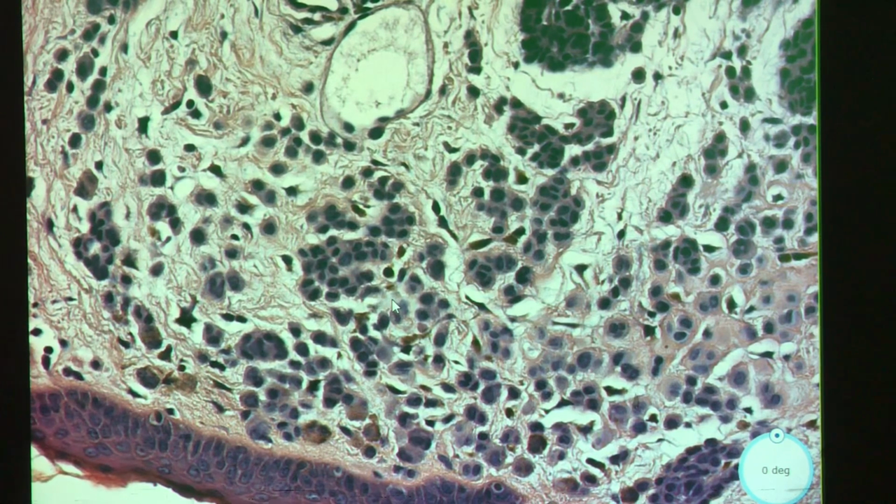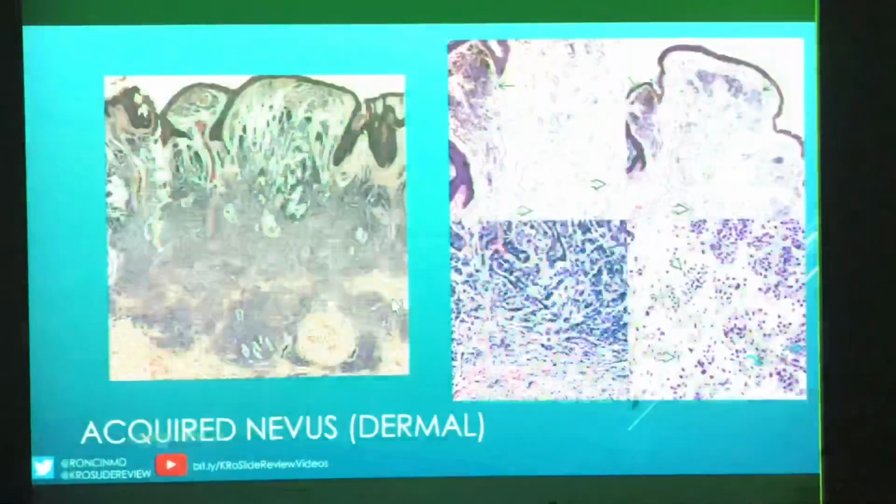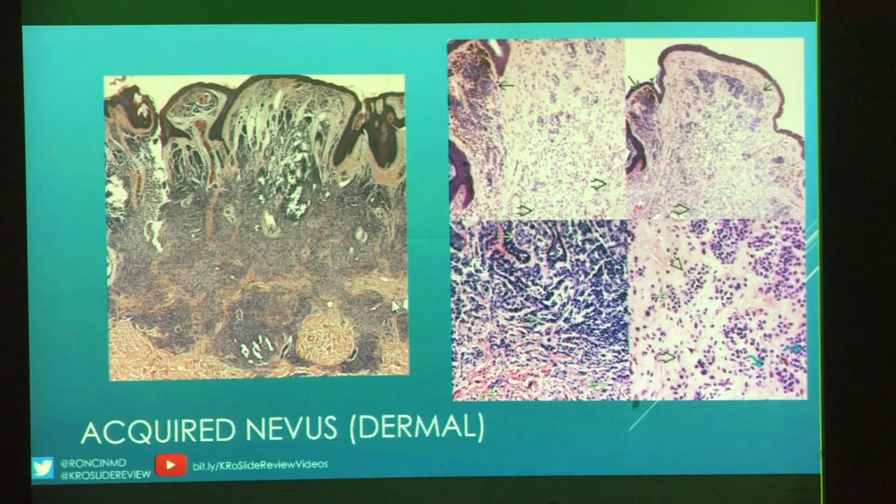So when we have nothing but dermal involvement, what do we call these lesions? A compound nevus? So it's just involving the dermis. Oh, dermal nevus. Yeah, so dermal or intradermal. So again, acquired nevus, dermal, and again, the big picture being our case, and then just some more examples.